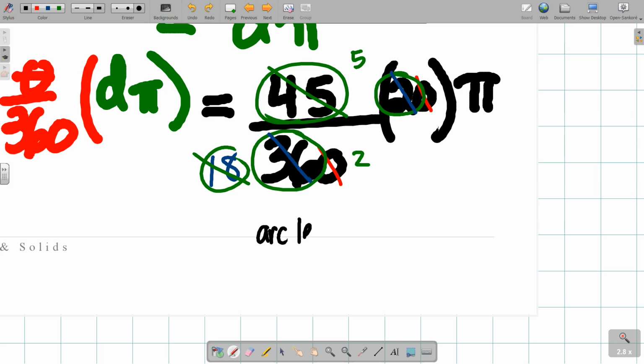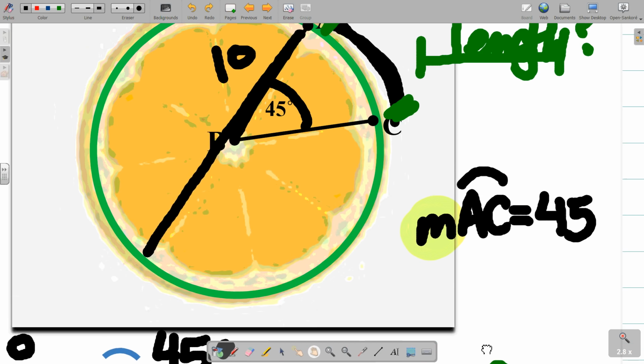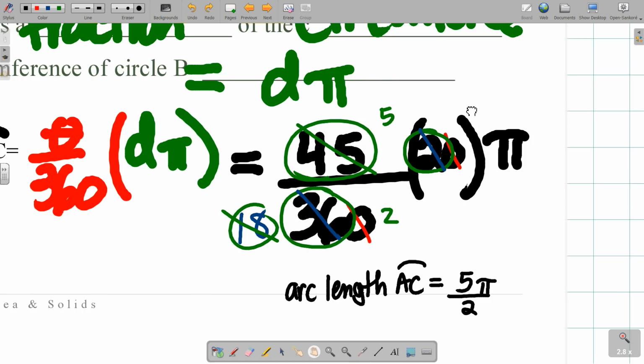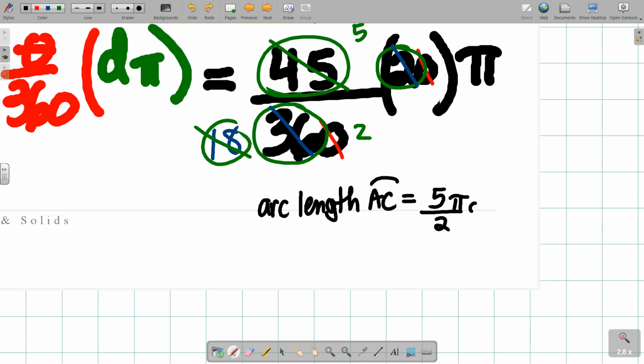Arc length AC equals 5 halves pi. Check for units, I think it's centimeters, yes, centimeters. So my arc measure is 45 degrees. My arc length is 5 halves pi, or 5 pi over 2, same thing.